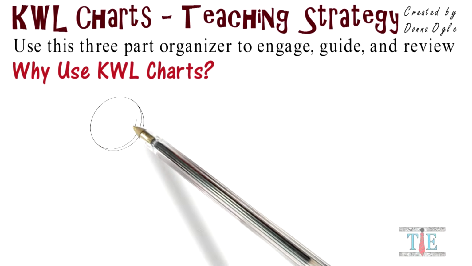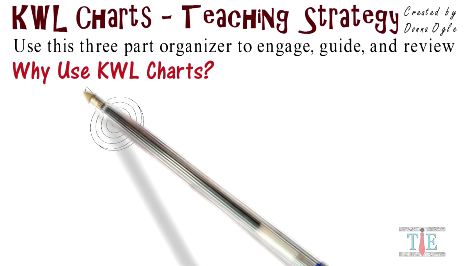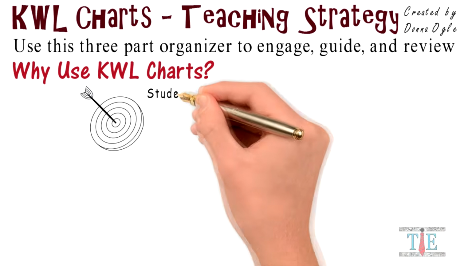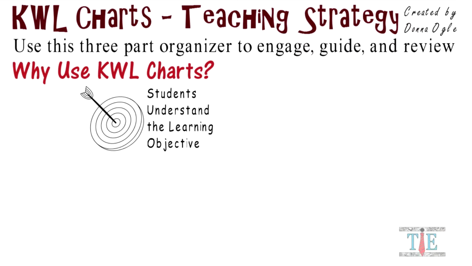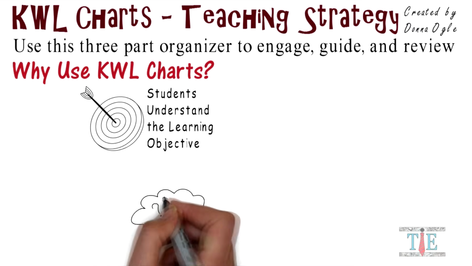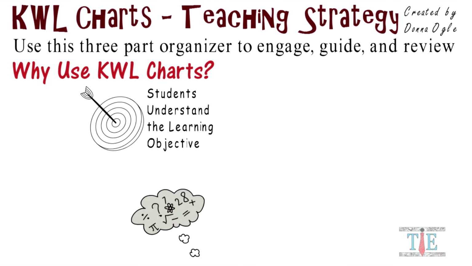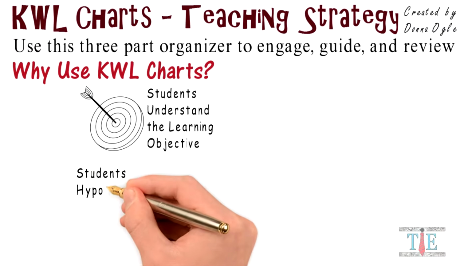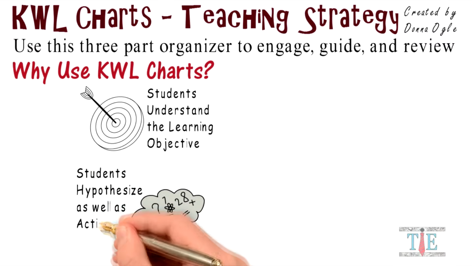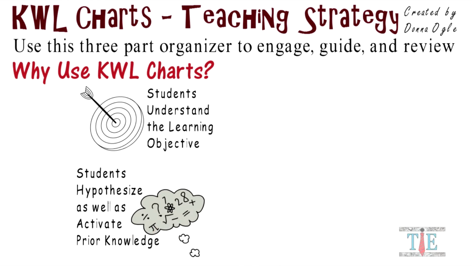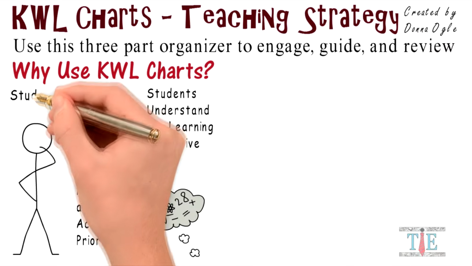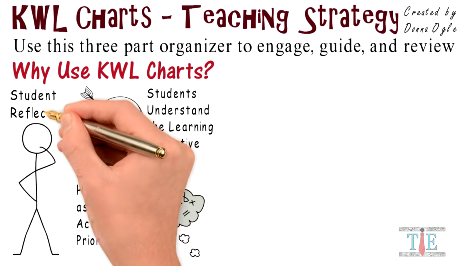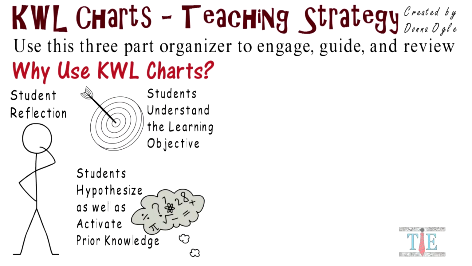KWL charts are great at involving students in the learning goal because it directly asks them to identify what they want to know. Students understand and clearly identify the learning objective. Students must consider and evaluate what they already know about the topic on hand. Students hypothesize as well as activate prior knowledge in completing the chart. The way the chart is constructed, students finish up by summarizing what they already know and reviewing the material. Students get a chance to reflect on everything they have learned.